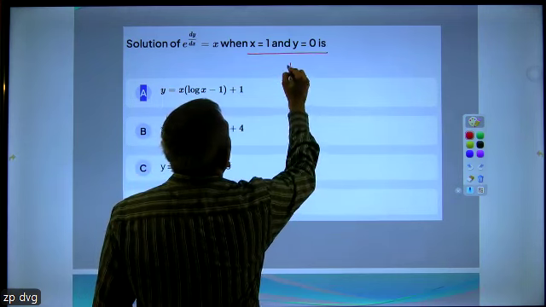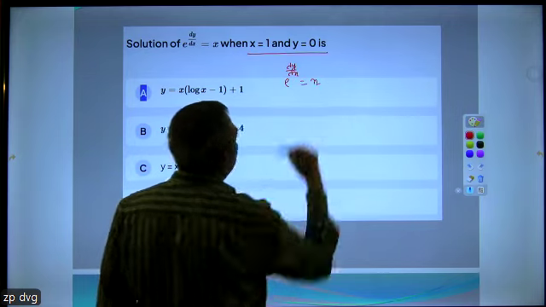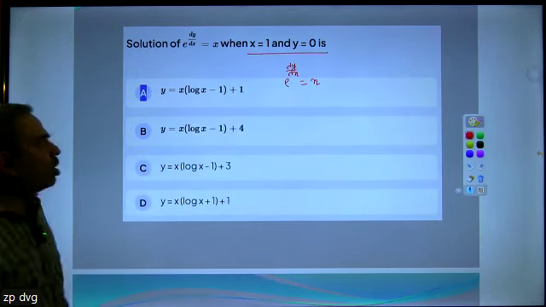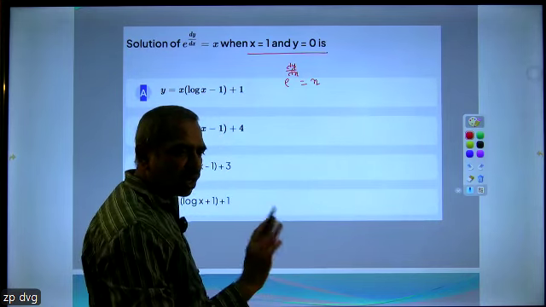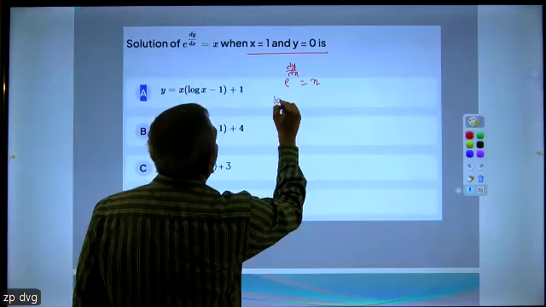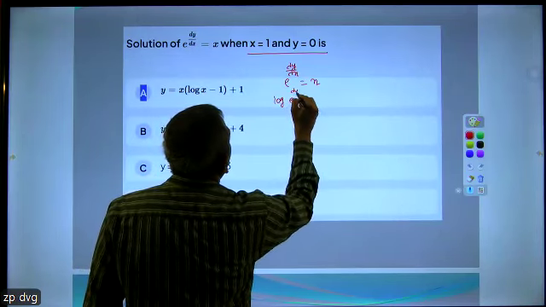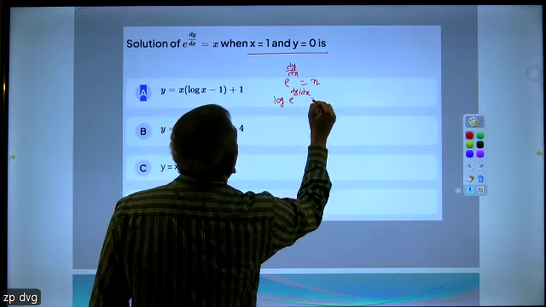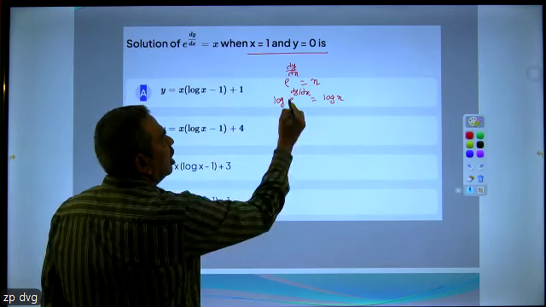Okay. Now what is given there? e to the power dy by dx is given. So e power dy by dx is equal to x. Now dy by dx is there in the power. So let us find dy by dx. Let us apply logs on both the sides. Apply logarithm. So logarithm of e to the power dy by dx is equal to logarithm of x.